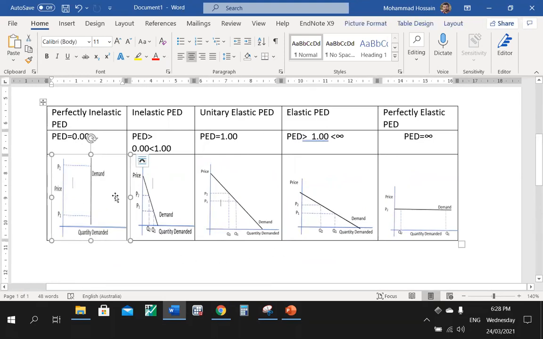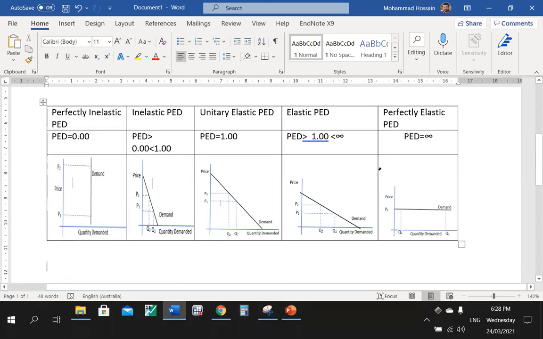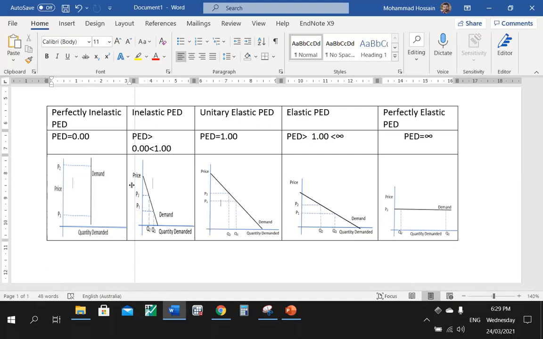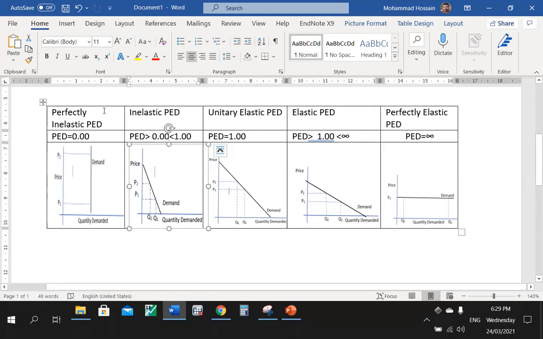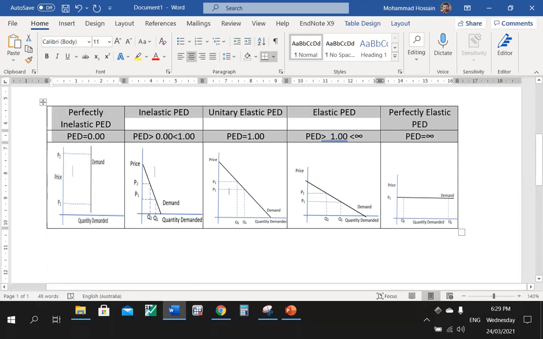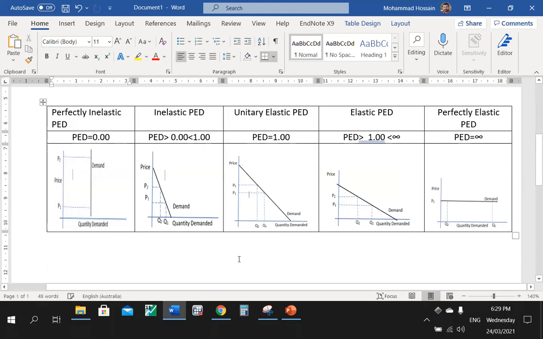Let's see the 5 different types, all of them are demand curves. If you can understand these things, this chapter is finished. Done. That's all we need to understand from this chapter. Okay, any questions for me, guys?